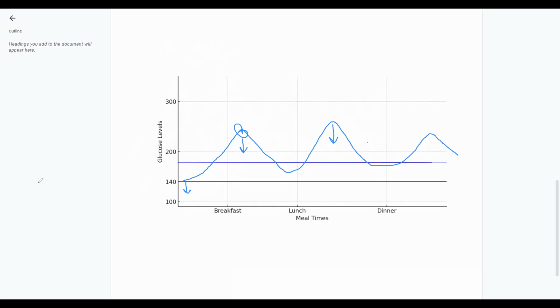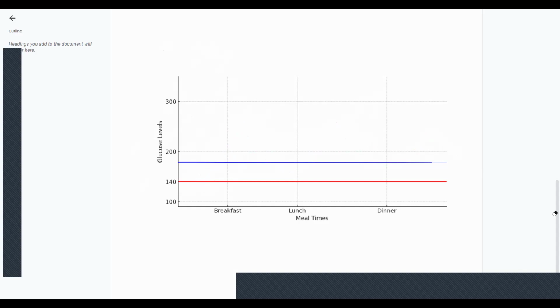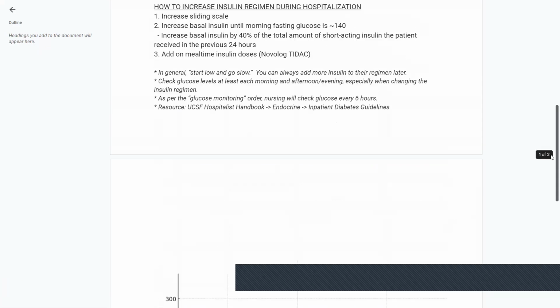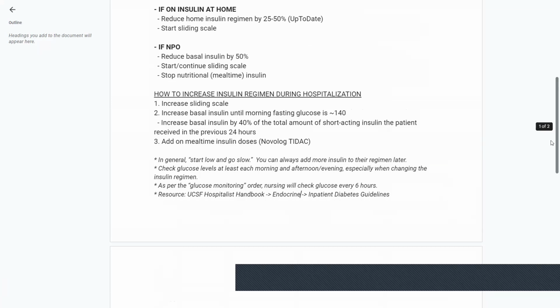Let me delete these. Okay, and then the order for the mealtime doses is Novolog TID-AC. That means 3 times each day with meals.